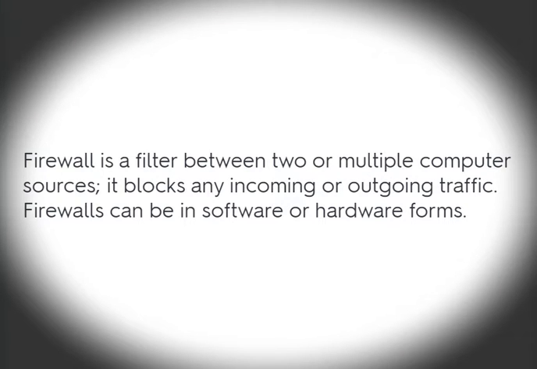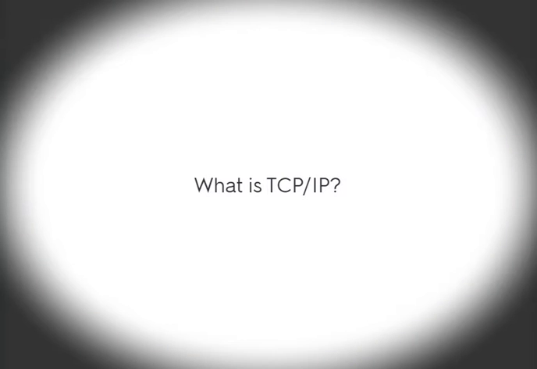What is a firewall? A firewall is a filter between two or multiple computer sources. It blocks any incoming or outgoing traffic. Firewalls can be in software or hardware forms. What is TCP/IP?